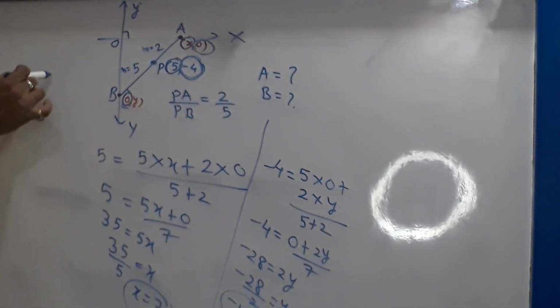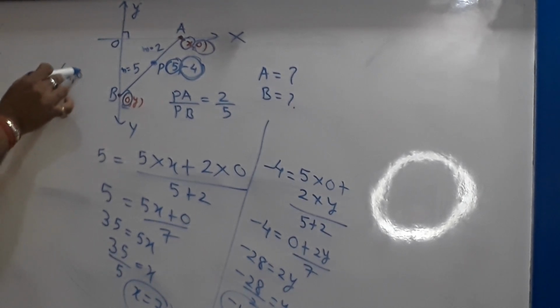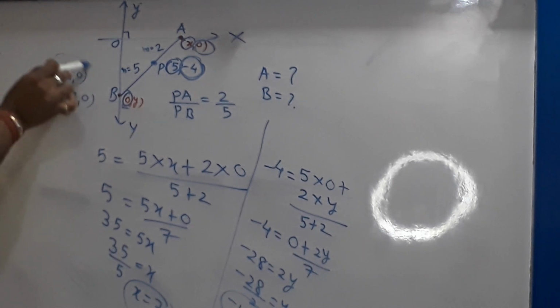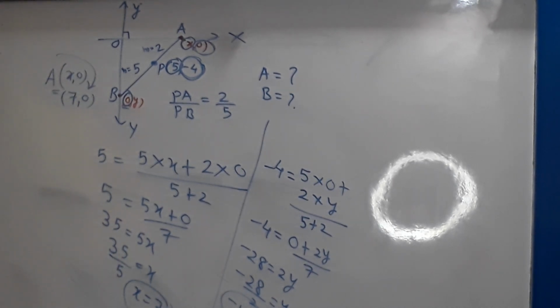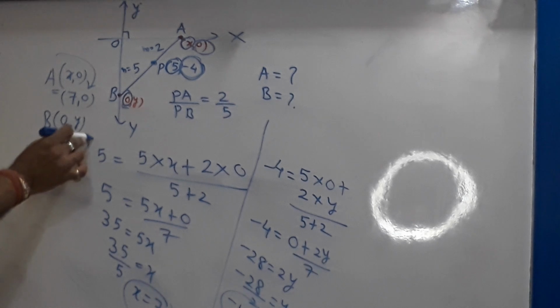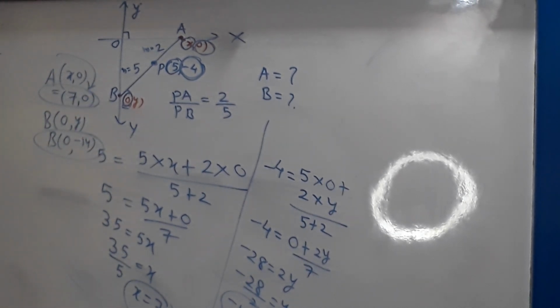So, what is the coordinate of A? It is (x, 0). What is the value of x? 7. So the coordinates of A are (7, 0). Then the coordinates of B are (0, y), and y is minus 14, so B is (0, minus 14). So, in this way, we find the coordinates of A and B. Clear? Followed? Yes. Now, let us take another example.